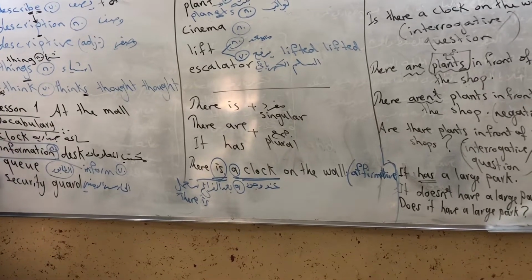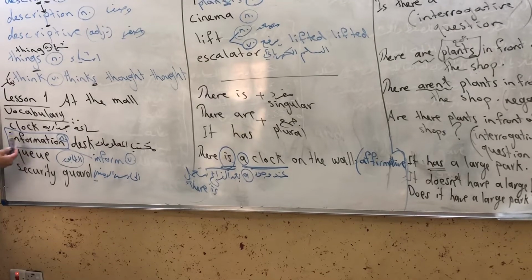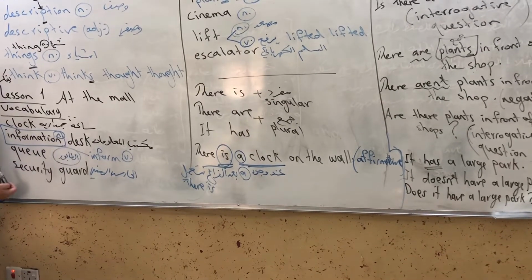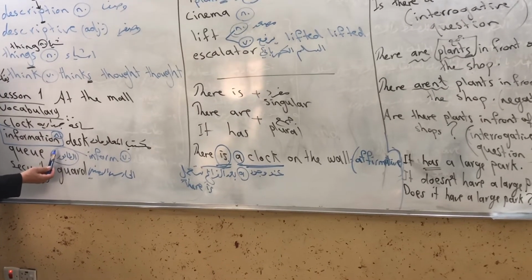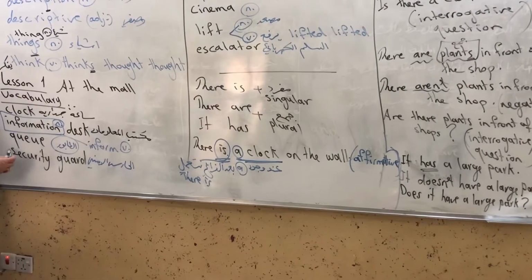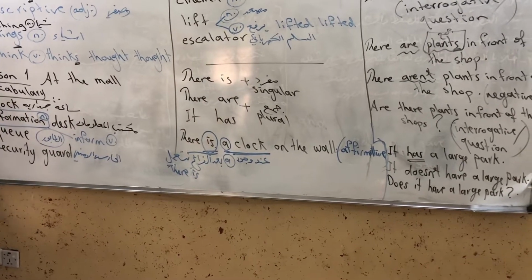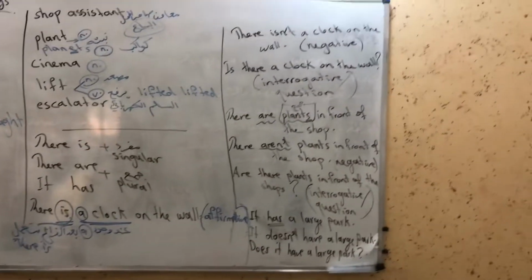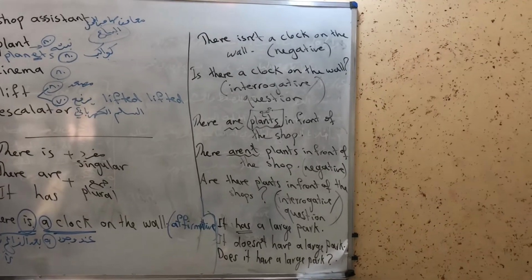Lesson 1 we have add them all. Vocabulary مفردات. Clock. Information desk. Information is uncountable noun، اسم غير معدود، اسم from the verb inform. And then we have queue، الطابور. Security guard اللي هو الحارس الأمني. Shop assistant معاون صاحب المحل أو الشخص اللي يبيع.